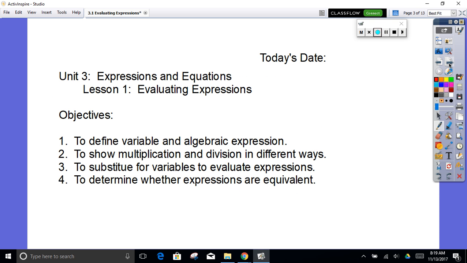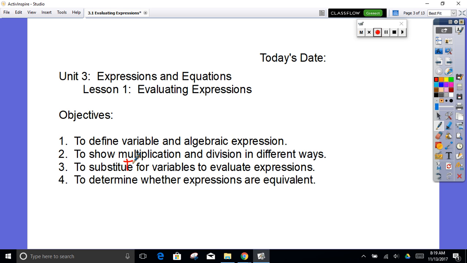Okay, so today's lesson, we're moving into a whole new unit, expressions and equations. And today we're going to talk about evaluating expressions. Our objectives, first of all, you need to know what a variable is and an algebraic expression. We're going to talk about all the different ways that we show multiplication and division. And then we're going to be substituting for variables to evaluate expressions. I see I missed the T in the word substitute, if you want to stick a T in there. And then to determine whether expressions are equivalent.